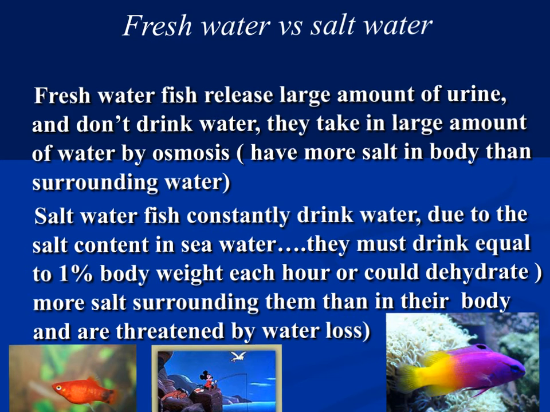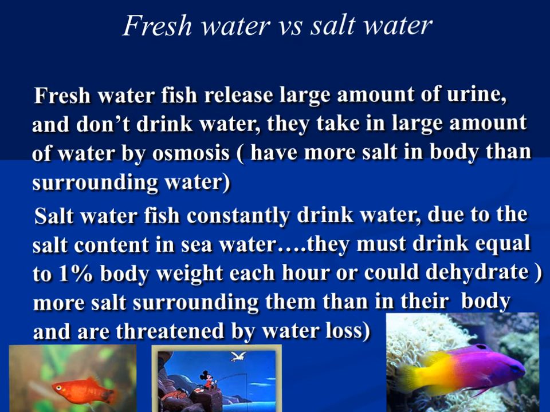So if you've ever been in a swimming pool for a very long period of time, you notice you have to jump out and run and pee. Freshwater fish are kind of like that too. They pee a lot. They release large amounts of urine. They don't have to drink a lot of water. They absorb the water in their body through osmosis. And because they absorb so much, they got to let it out.